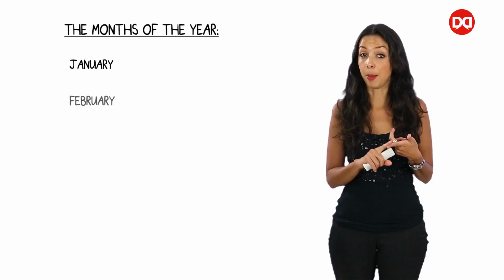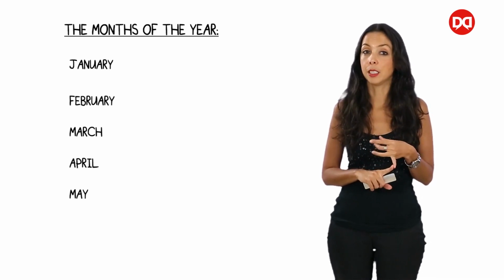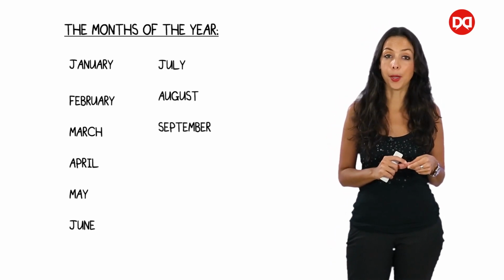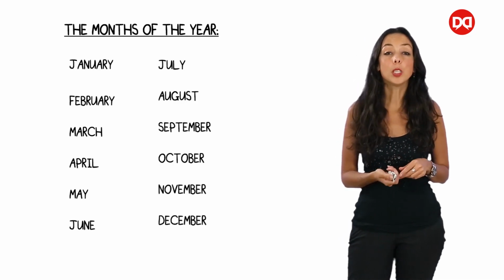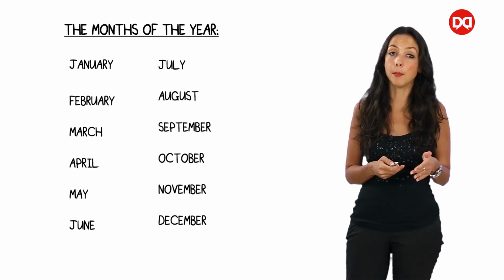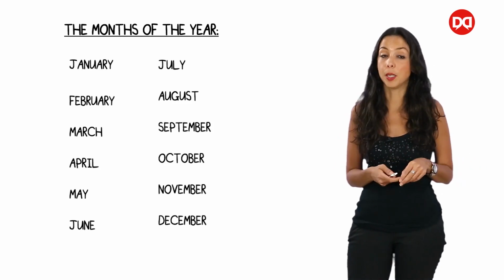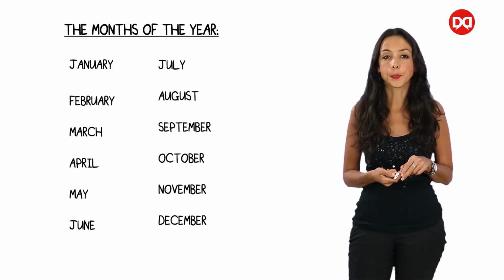Then we have the months of the year. Again, you may already know the months of the year, but we'll review them now. So the first month of the year is January, February, March, April, May, June, July, August, September, October, November and December. What's your favourite month? Do you like the hotter months in, for example, August, July, or the colder months like January or February? And what month are we in now?